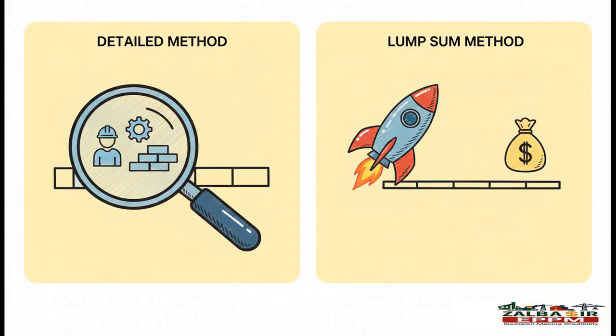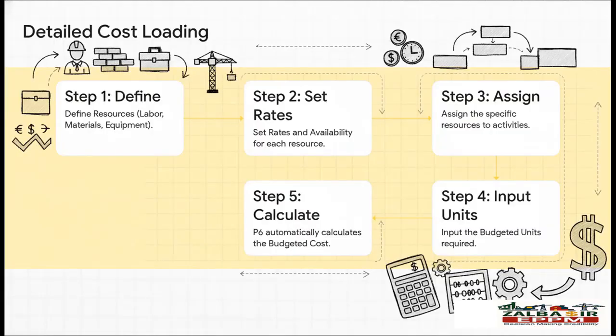There's the detailed method, which gives you incredible precision by tracking the cost of every single thing, every person, every machine, every bit of material. Then there's the lump sum approach, which is way simpler and faster, where you just assign one total cost to a whole task.